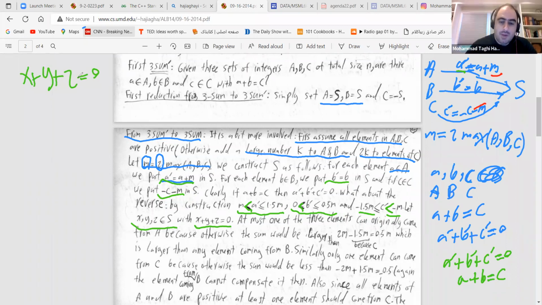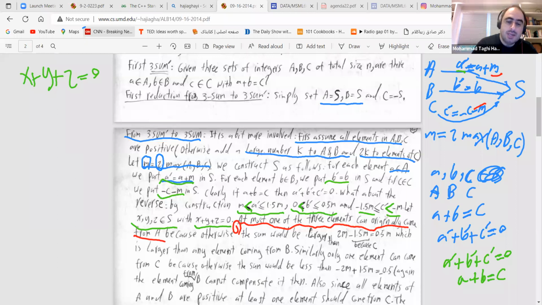Now, what is the first thing? The first thing is that at most one element of these 3 elements can originally come from A. So this is the first claim. Why? Because if 2 elements come from A, then the sum of these 2 elements would be greater than, so this is all proof by contradiction.